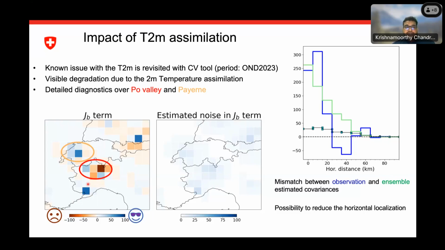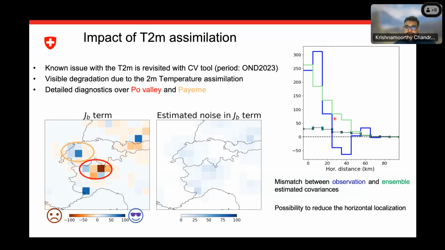So we can see over the 3 months period a very visible degradation in the analysis. We can see a lot of brown colors here. And this again confirms what we have already seen in terms of the radiosonde verifications.